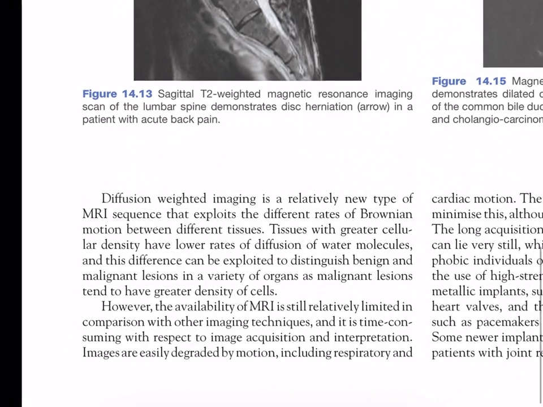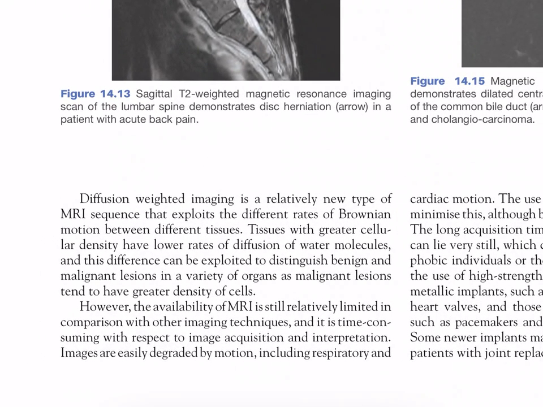Diffusion weighted imaging is a relatively new type of MRI sequence that exploits the different rates of Brownian motion between different tissues. Tissues with greater cellular density have lower rates of diffusion of water molecules, and this difference can be exploited to distinguish benign and malignant lesions in a variety of organs, as malignant lesions tend to have greater density of cells. However, the availability of MRI is still relatively limited in comparison with other imaging techniques, and it is time consuming with respect to image acquisition and interpretation.